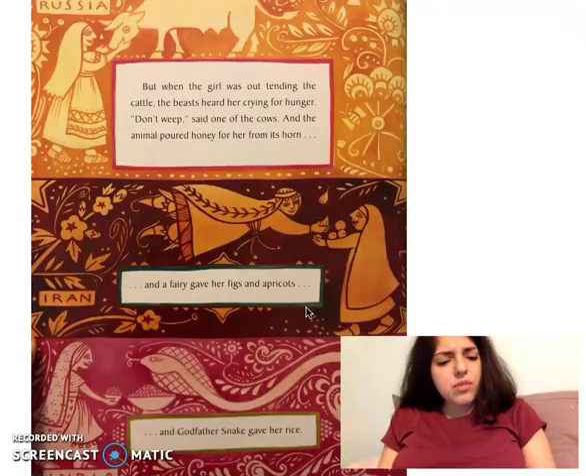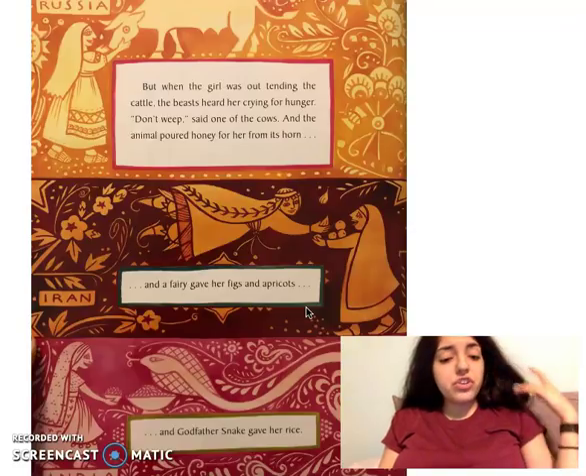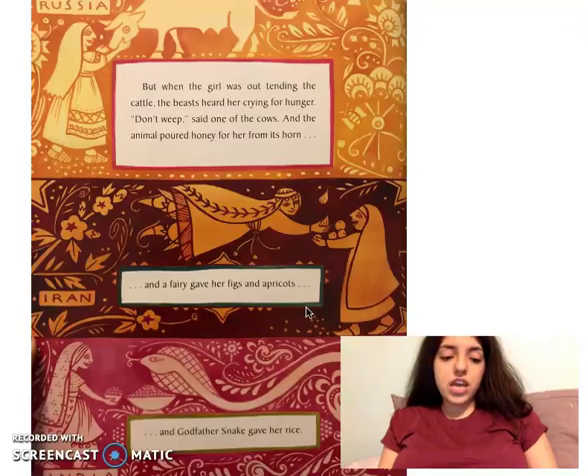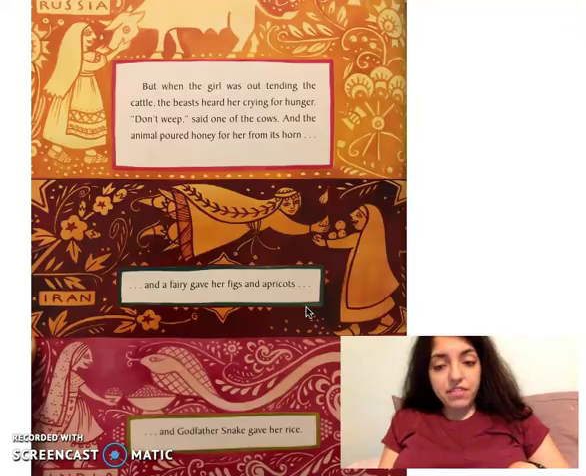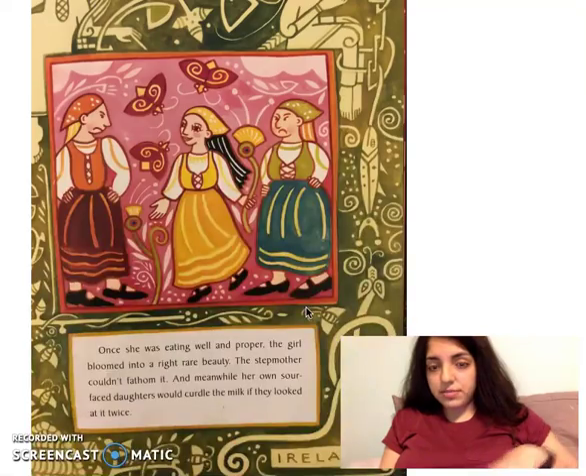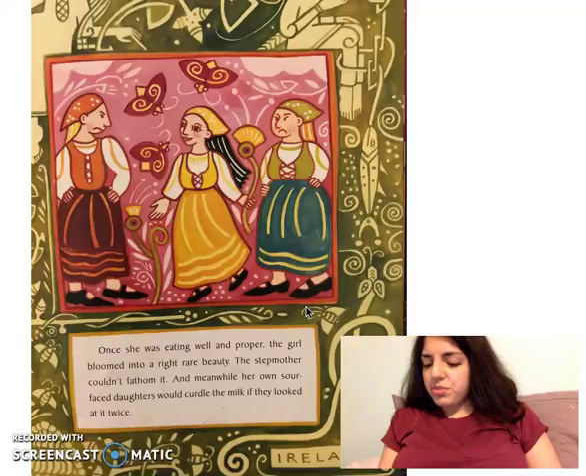But when the girl was out tending the cattle, the beast heard her crying for hunger. "Don't weep," said one of the cows, and the animal poured honey from its horn. And the fairy gave her figs and apricots, and the godfather snake gave her rice. And once she was eating well and proper, the girl bloomed into a right rare beauty. The stepmother couldn't fathom it, and meanwhile her own sour-faced daughter would curdle the milk if they looked at it twice.